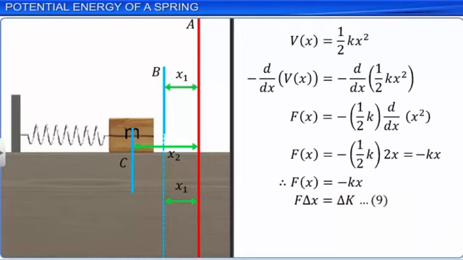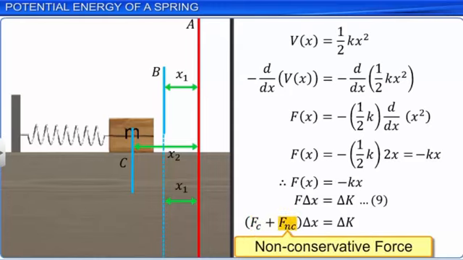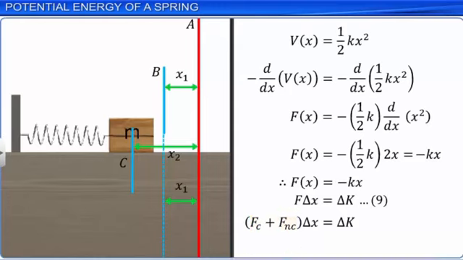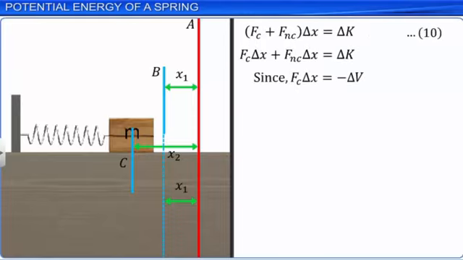Now, if the forces acting on the body include both a conservative force Fc and a non-conservative force Fnc, then equation 9 can be written as (Fc plus Fnc) delta x is equal to delta K. Let this be equation 10. Simplifying, we get Fc delta x plus Fnc delta x is equal to delta K. Since Fc delta x is equal to minus delta V in equation 10, we get minus delta V plus Fnc delta x equal to delta K. Let this be equation 11.